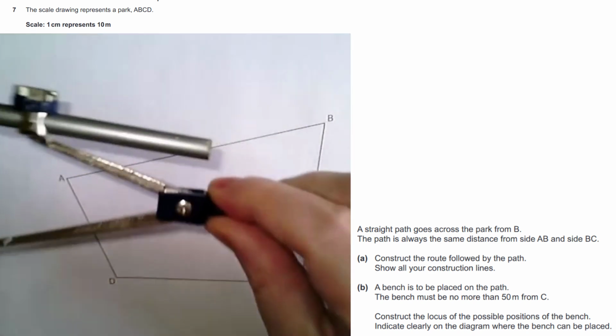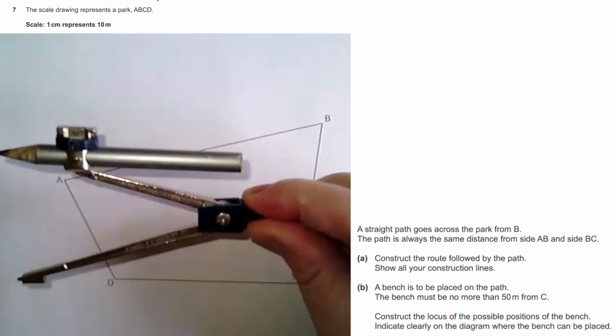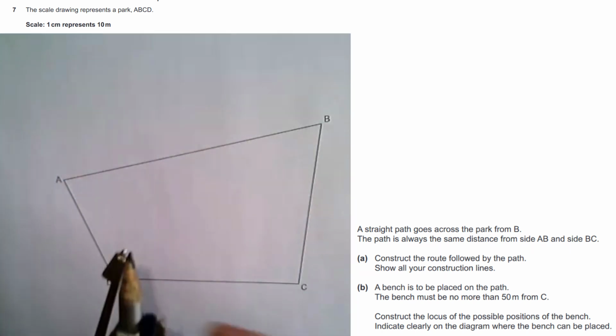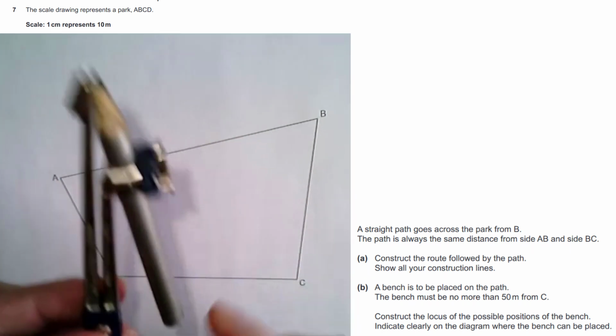So I'm going to have to use a pair of compasses here to make this construction. When you're using a pair of compasses, make sure that you're using a short pencil so you can twirl it around without bumping into your fingers.